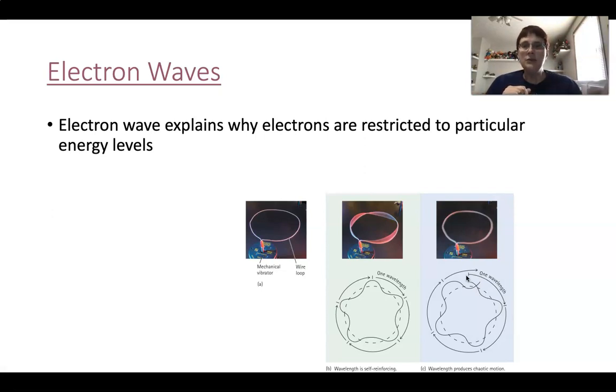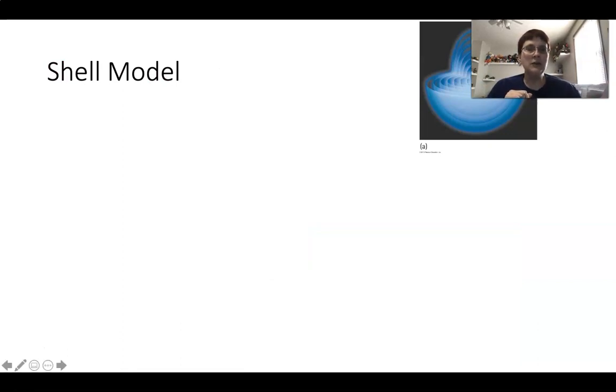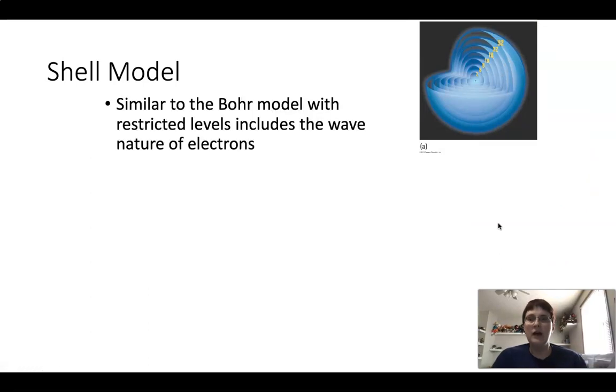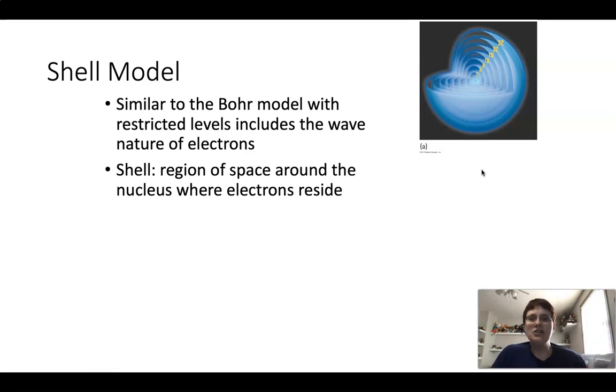So what does that do? Well, it allowed us to build and finalize a model called the shell model. It's similar to the Bohr model because it has those restricted levels, and it also includes this wave nature. So it has those waves like we just saw in the video. And the shell is the region of space around the nucleus where the electrons reside. So you can see here it's now a 3D model. So the electrons can build up those waves in any part, in any direction of that 3D circle or radius.